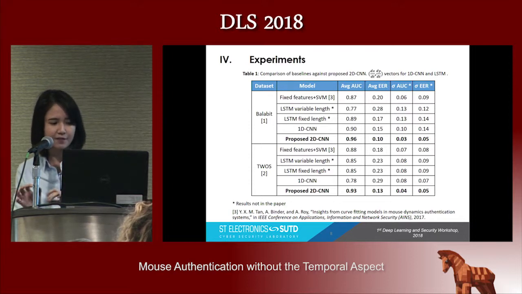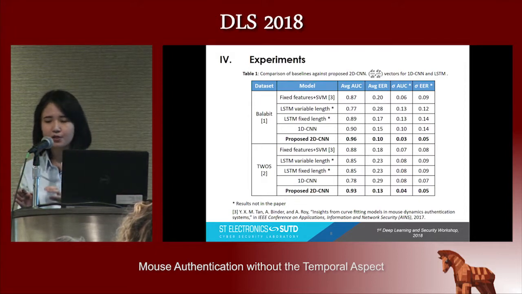Also note that the fixed features SVM here appears to be a tough baseline, and the 1D CNN model and the LSTM model appear to perform differently on both data sets. But one thing that is consistent here is that the proposed 2D CNN method consistently outperforms the rest of the methods on both data sets.